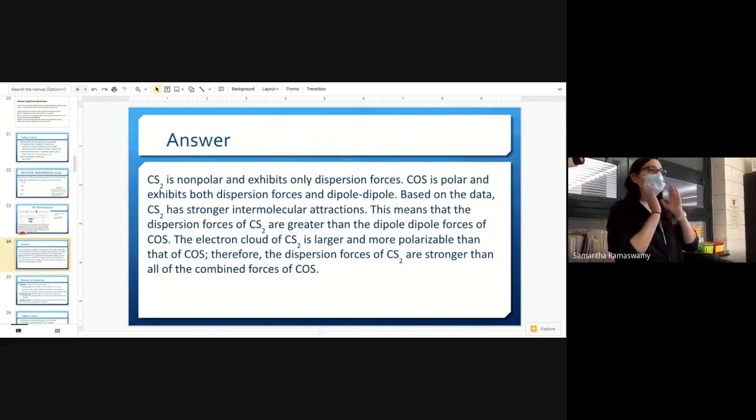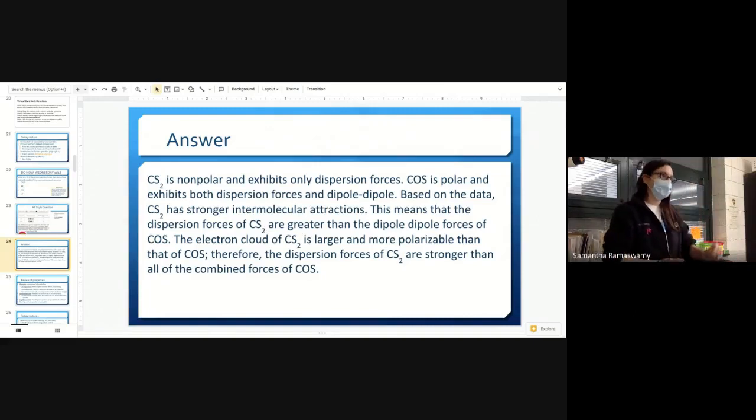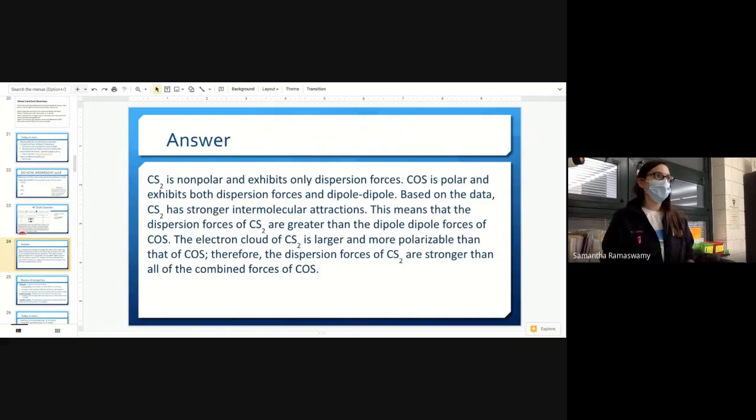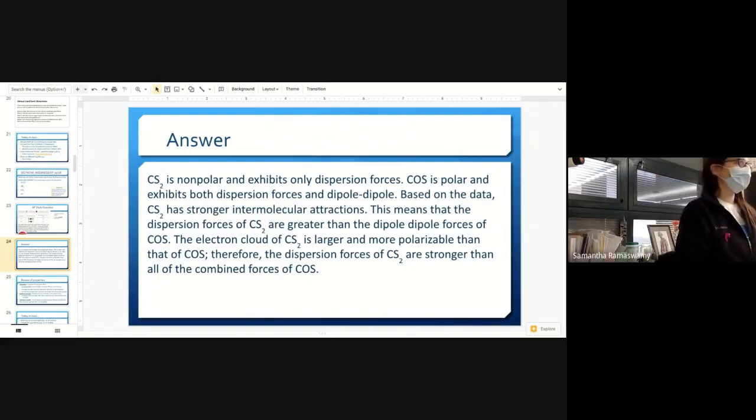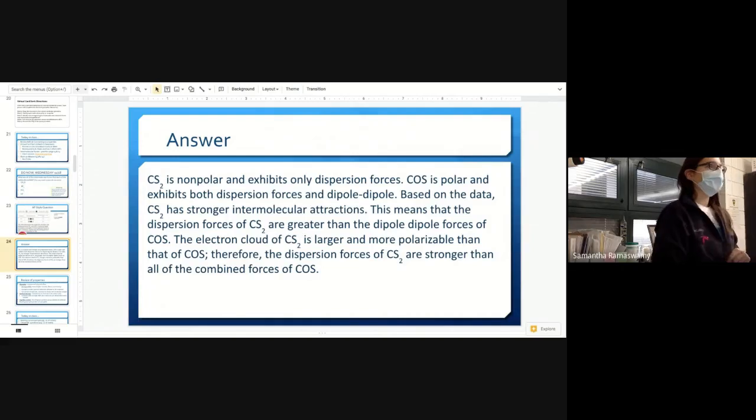So when it says "in terms of types and strengths of intermolecular forces," you always want to list the IMFs present in both of the structures that you're given. So always start by identifying the IMFs in both. This is exactly from College Board. They said CS2 is nonpolar, exhibits only dispersion forces. Nonpolar molecule, just dispersion. COS is slightly polar and exhibits both dispersion and dipole-dipole forces.